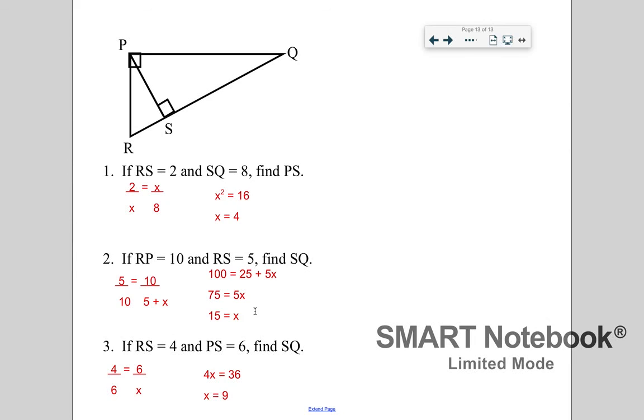And then in number 3, I was given PS. Okay, so that's the geometric mean. That's why it's showing up twice between the parts, RS, which is 4, and SQ, which I don't know. And then I solved there.